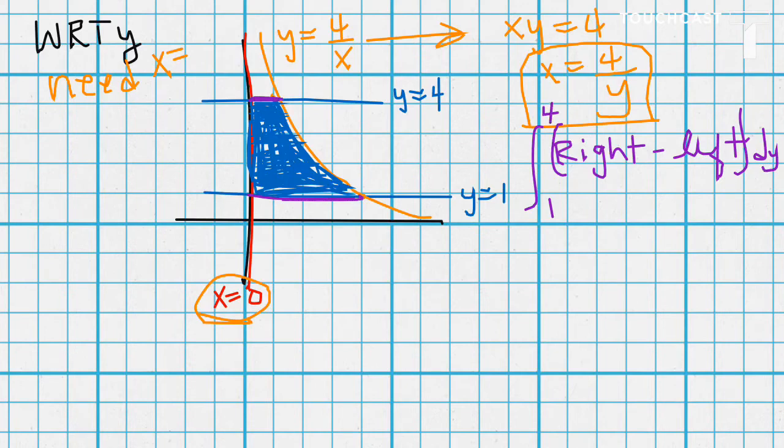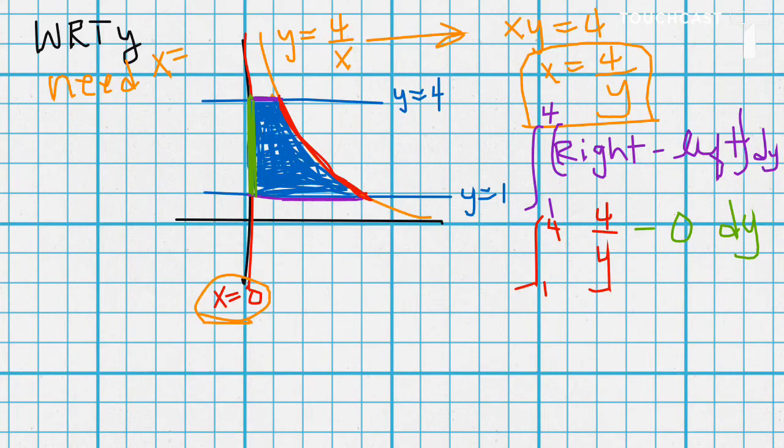Now, if you turn your paper sideways or turn your head sideways and you look to see what's the right curve, well, from purple to purple, the only curve I have now is just this one curve, which is the 4 over y. And the left curve from purple to purple, from bound to bound, is just the x equals 0. So I'd be subtracting 0. These are both x equals.